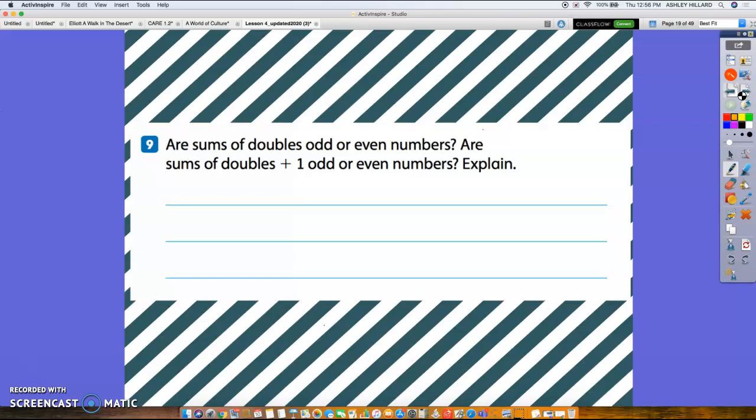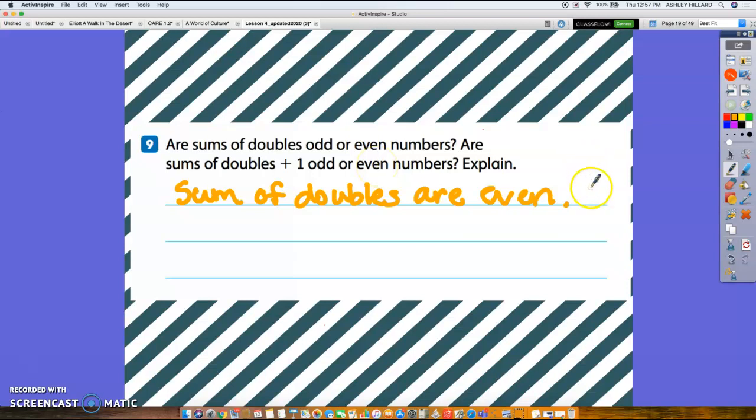All right, so this problem says, are sums of doubles odd or even numbers? Sum just means the total. So the total of doubles, are they odd or even? Well, going back and looking at my work, I see that the doubles, so when I do 5 + 5, 4 + 4, 2 + 2, any doubles, they're going to equal an even number. So sums of doubles are even, period.